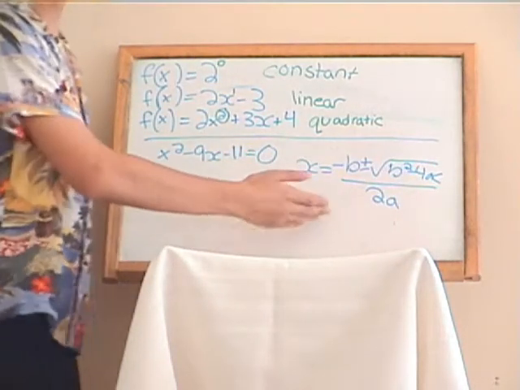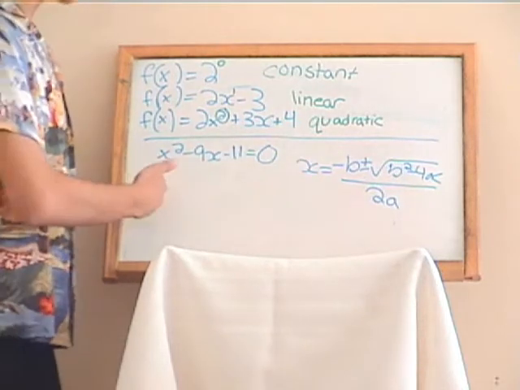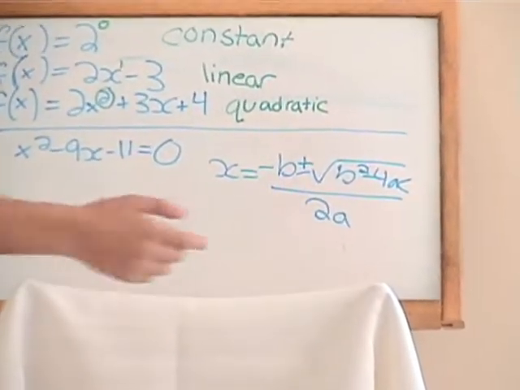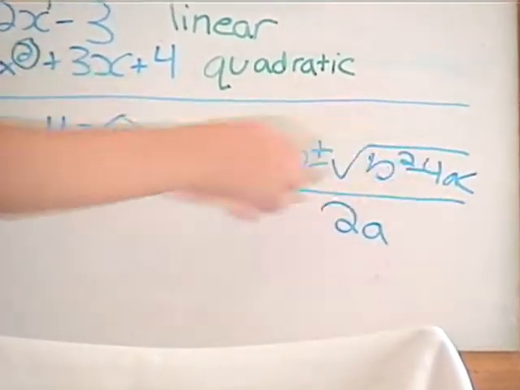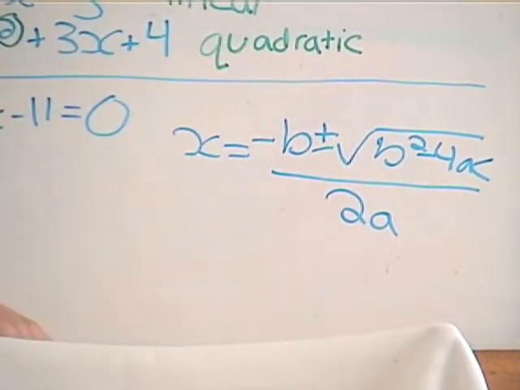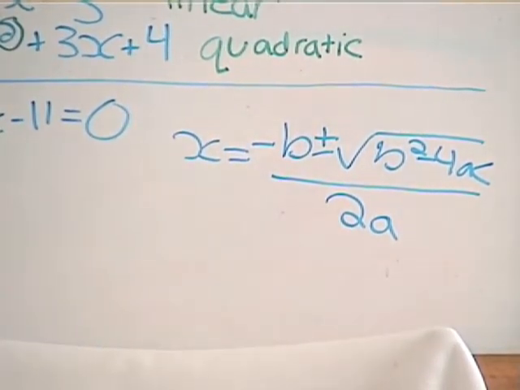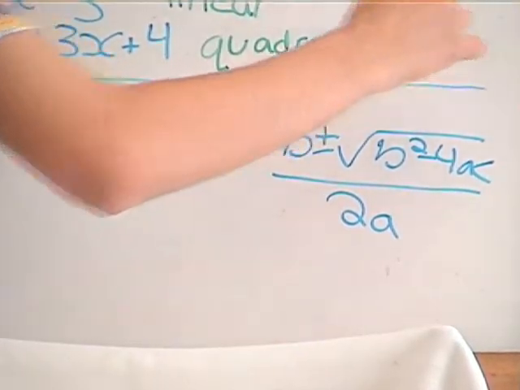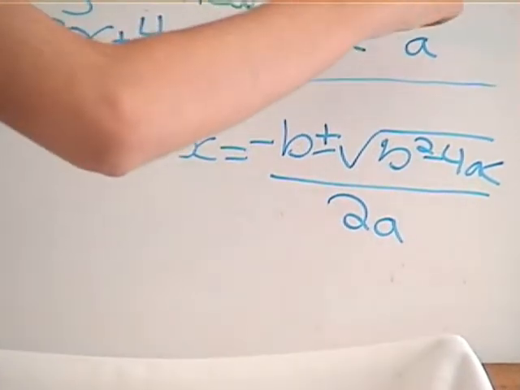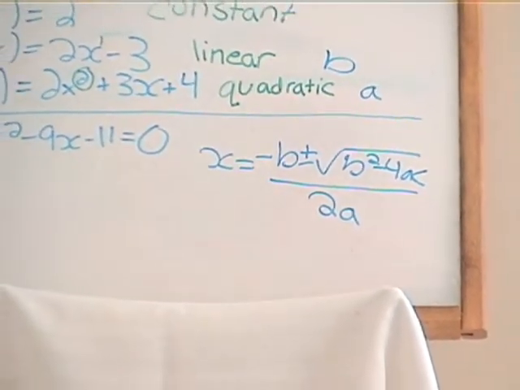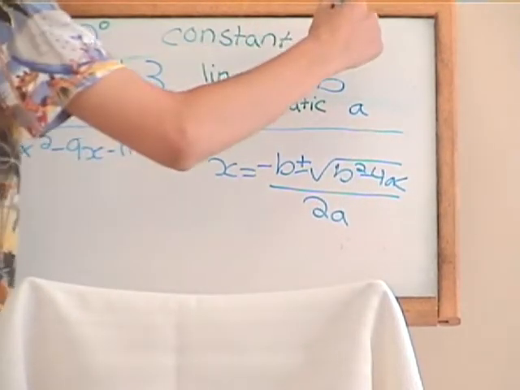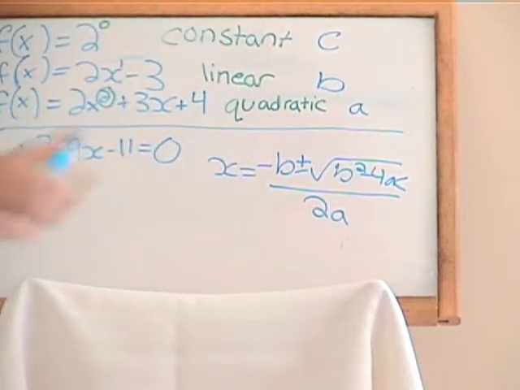Now, we can use this formula to solve this equation. But the question then comes up, what is a, b, and c? Going back to our constant, linear, and quadratic functions, a is going to be the coefficient of the quadratic term. B is going to be the coefficient of the linear term. And c is going to be the coefficient of the constant term.